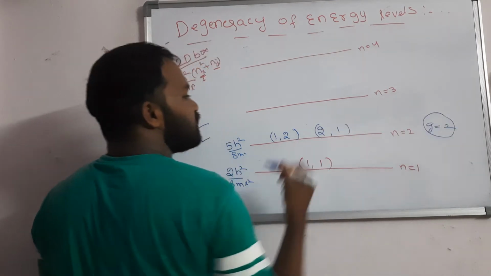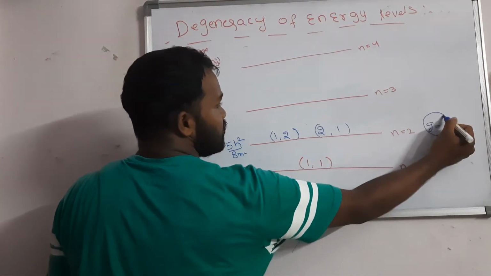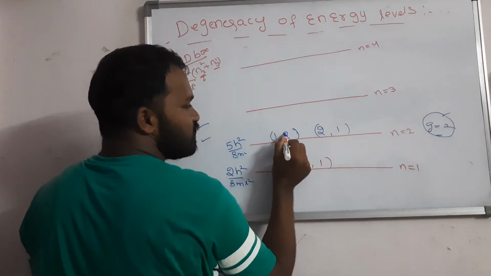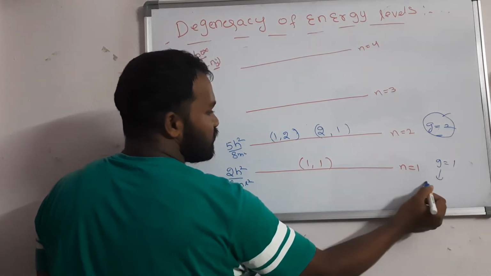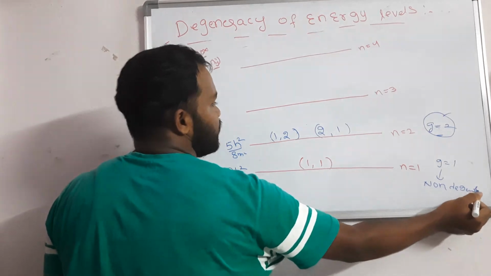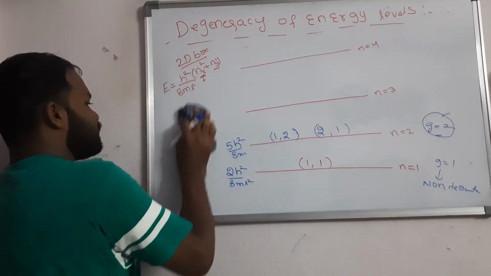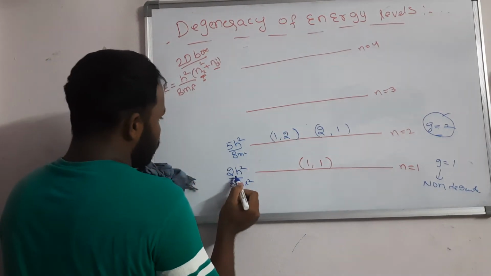So degeneracy is represented with g. Here for the ground level g is 1, and here g is 2. A state with g equal to 1 is called a non-degenerate state, right?